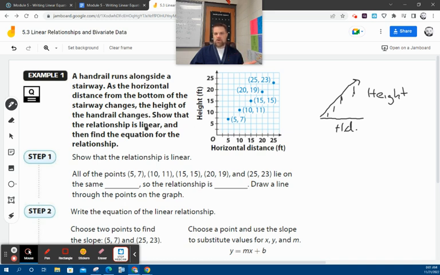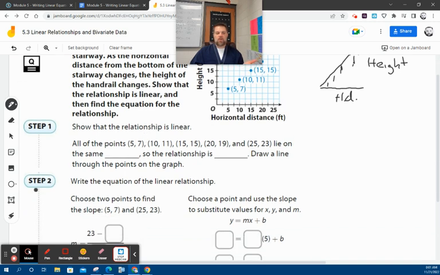But anyways, it says show the relationship is linear and then find the equation of the relationship. This shouldn't be anything new to you guys. Right here we have the different coordinates. In other words, at 5 feet away from where the steps start, where the handrail starts, the height of the handrail is 7 feet high. And then when you get 10 feet away, the height of the handrail is 11 feet.